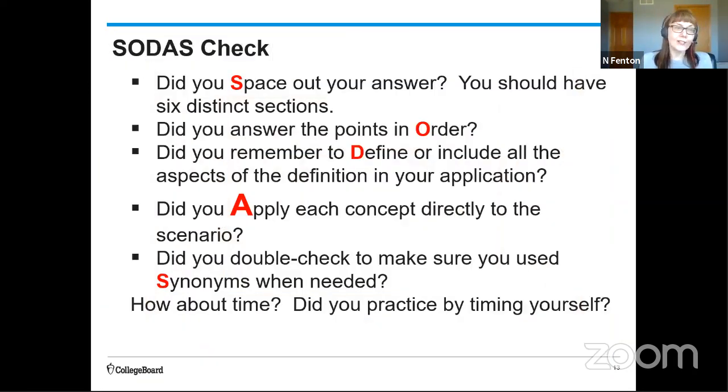All right, take a quick look overall at your answer. Did you space it all out? Do you have 6 separate sections? If you only had 4 paragraphs or 4 sections of text, then maybe you skipped a question. Hopefully you answered in order, and you definitely applied. And most importantly, you want to go slowly, timing yourself.